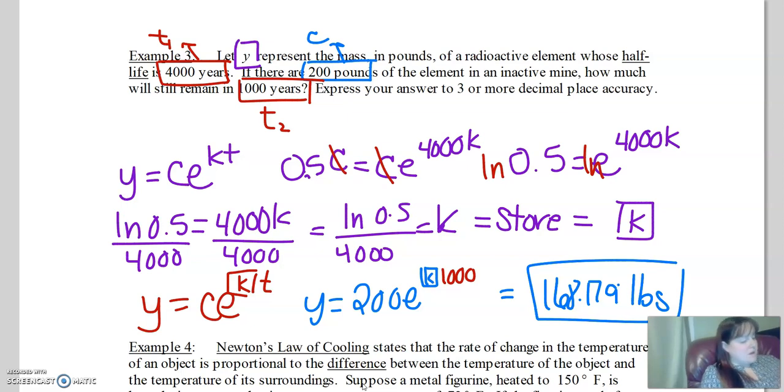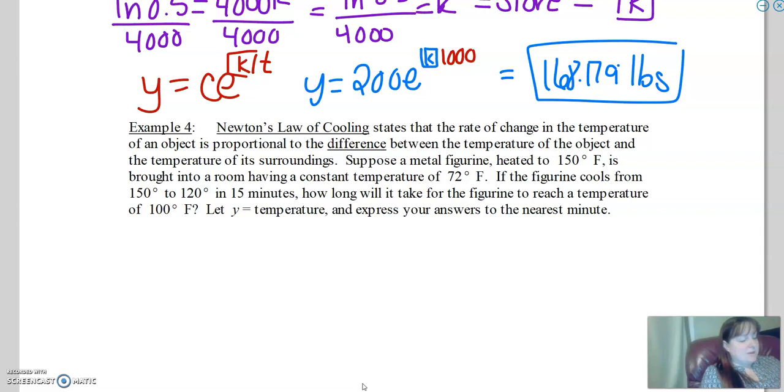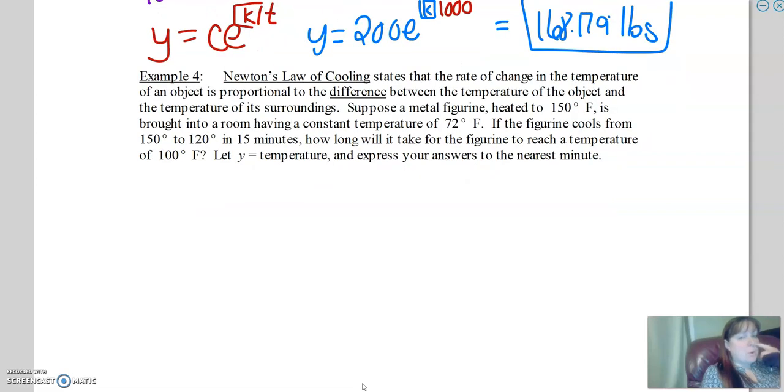Newton's law of cooling says the rate of change of the temperature of an object is proportional to the difference between the temperature of the object and the temperature of its surroundings. So the first thing that stands out to me, and probably because it's underlined, is difference. So I know that the rate of change of an object, so dy/dt, is proportional to the difference between the temperature of the object.